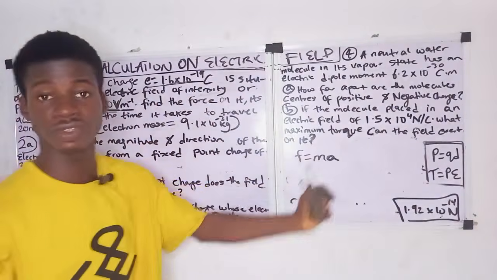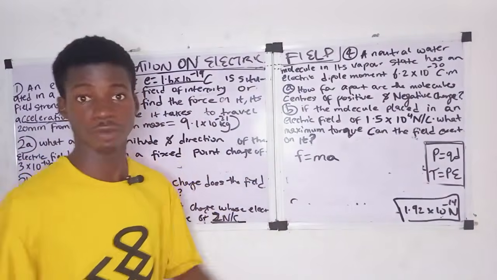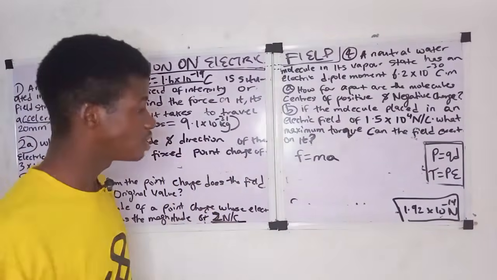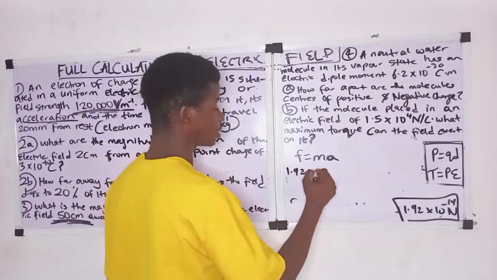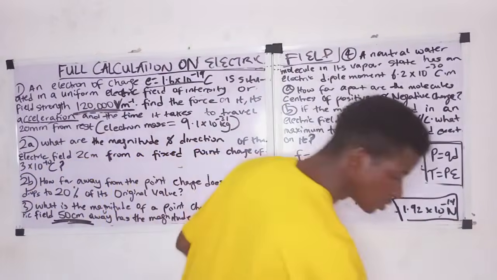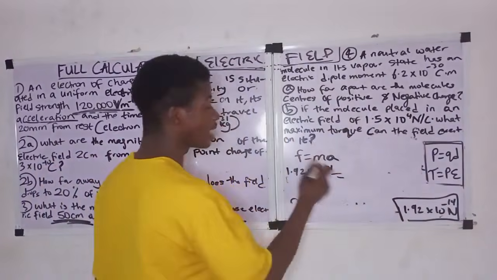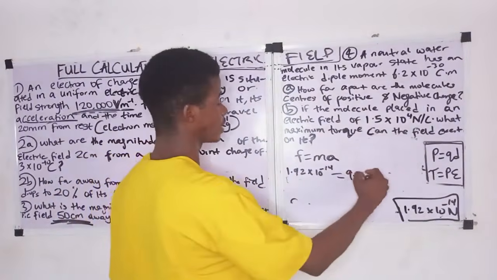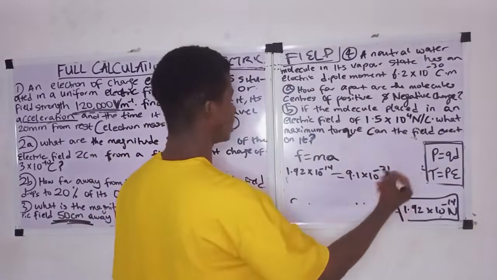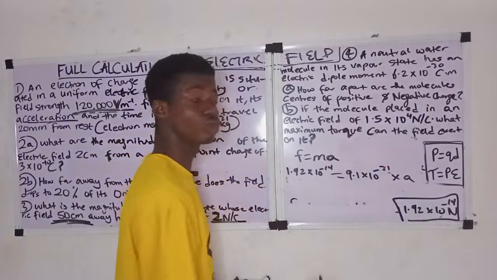So we can easily use this formula to get the acceleration of the electron. The force acting on the electron is 1.92 times 10 raised to minus 14. It is equal to the mass of the electron, which is 9.1 times 10 raised to minus 31, times the acceleration, which we don't know.